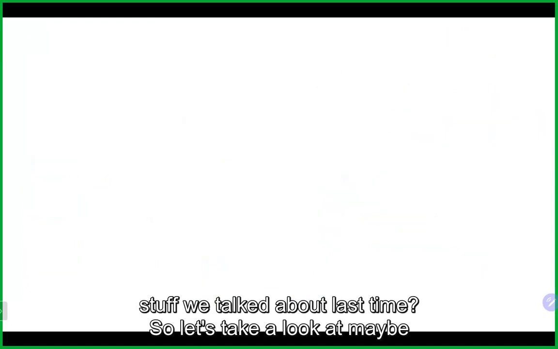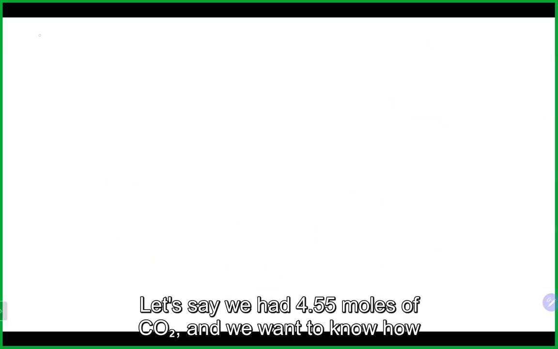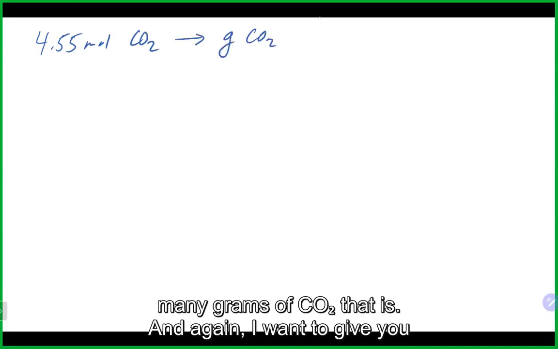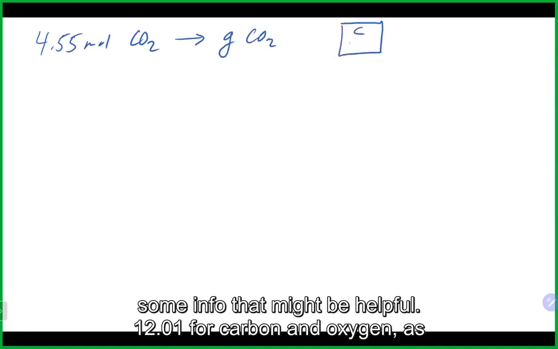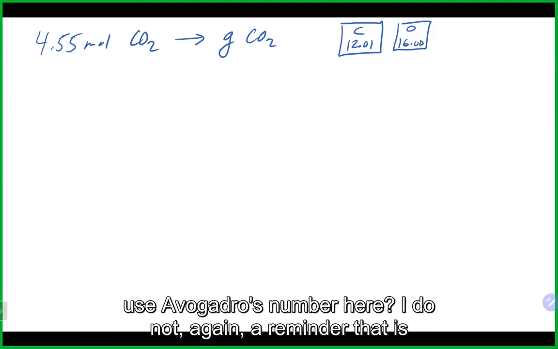Yeah. So let's take a look at maybe another example here. Let's say we had 4.55 moles of CO2, and we want to know how many grams of CO2 that is. And again, I'm going to give you some info that might be helpful. 12.01 for carbon, and oxygen, as I had up there, 16.